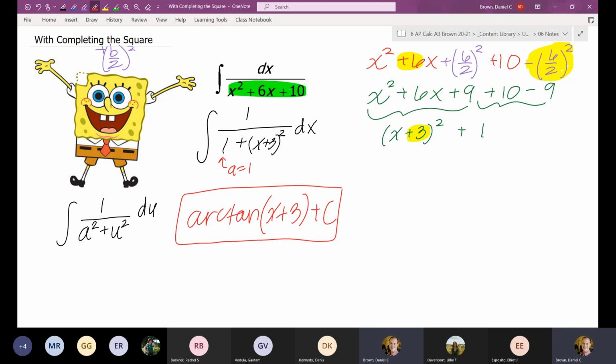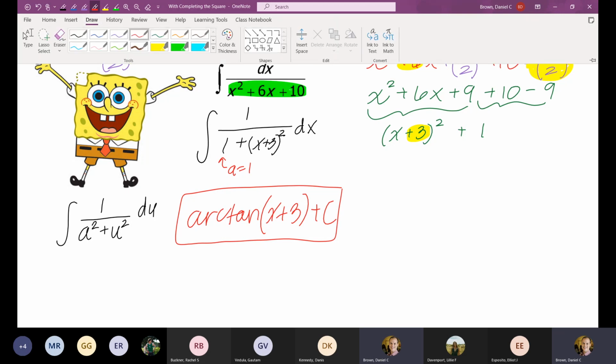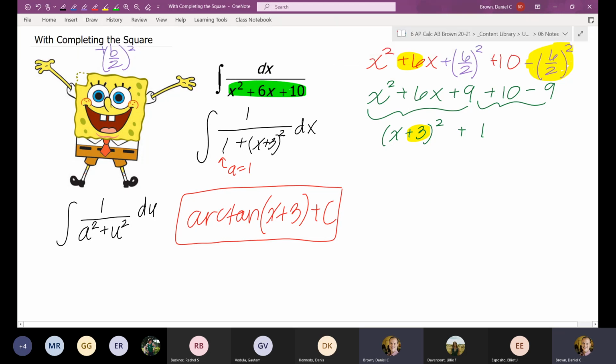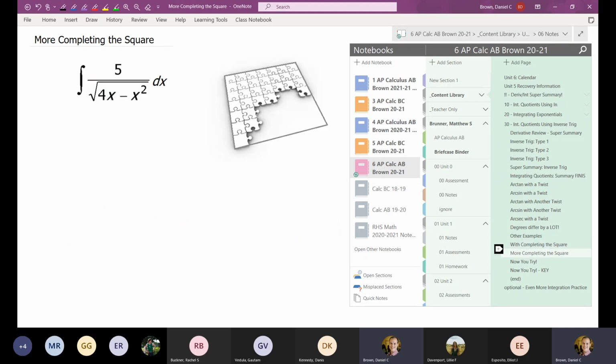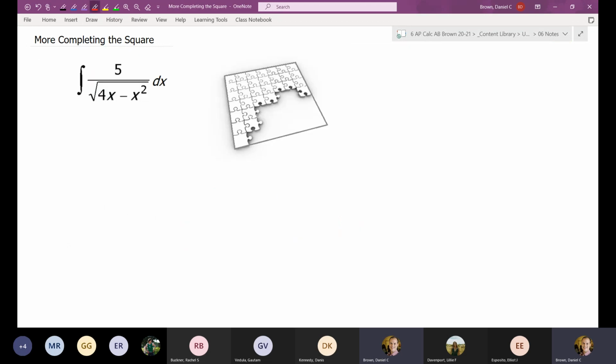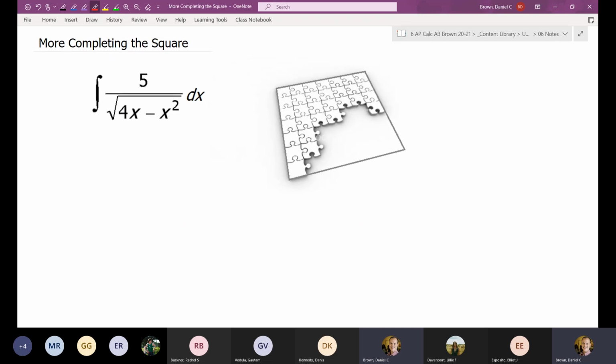So the first thing I should emphasize, and didn't do a too good job of when I started this problem, is that when you are completing the square, you always want your leading coefficient to be a positive 1. It only really works out nicely when your leading coefficient is a positive 1. Oftentimes in these problems, it's not going to be a positive 1. So let's look at this example. I have the integral of 5 over the square root of 4x minus x squared.